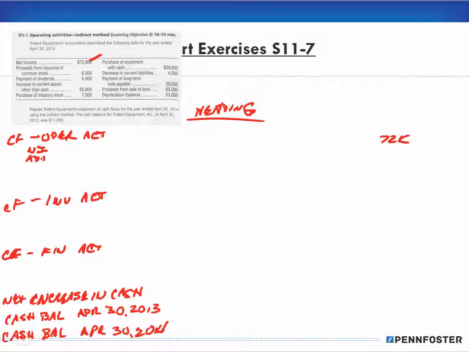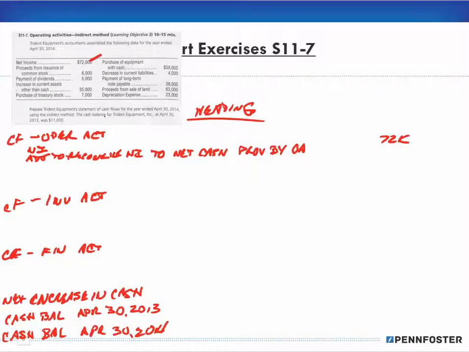So we have our adjustments to reconcile net income to net cash provided by operating activities, right?